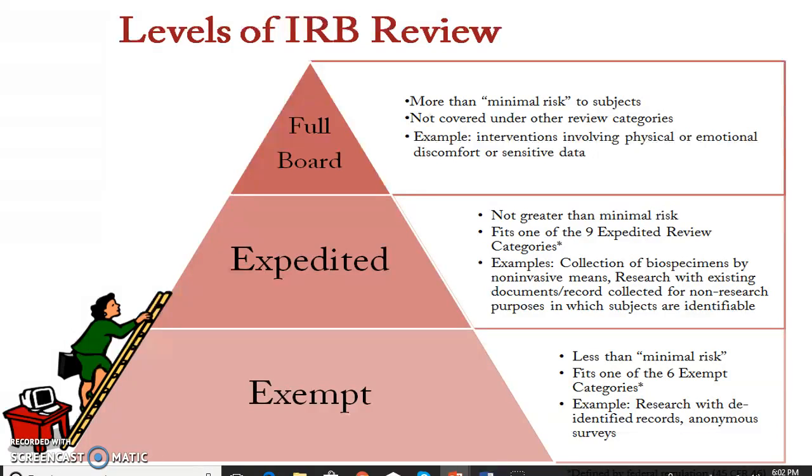The expedited level represents studies that contain no more than a minimal risk to participants. It includes studies such as the collection of blood from healthy participants, ethnographic studies, and use of focus groups. Finally, at the top, the full board review represents studies that would not be found within the exempt or expedited categories. These studies present more than a minimal risk, and participants include vulnerable groups such as children, prisoners, pregnant mothers, etc.